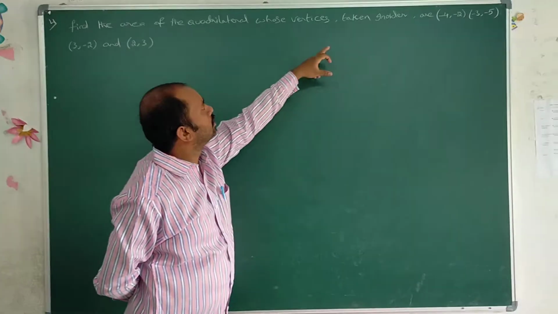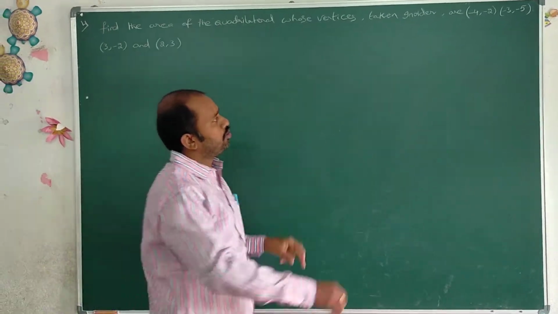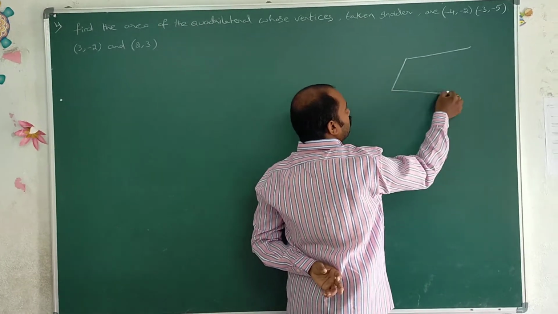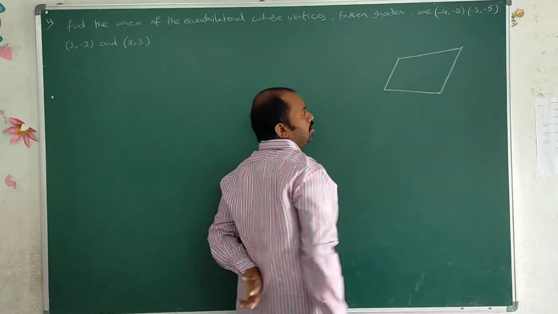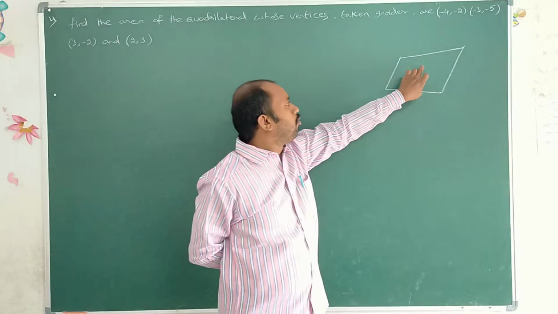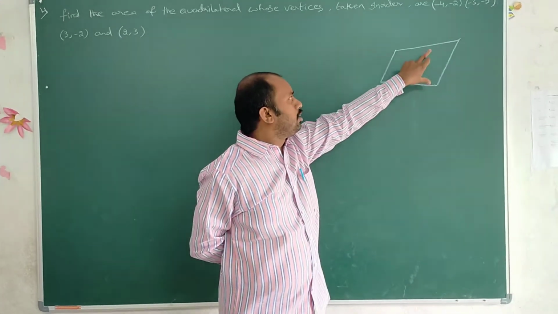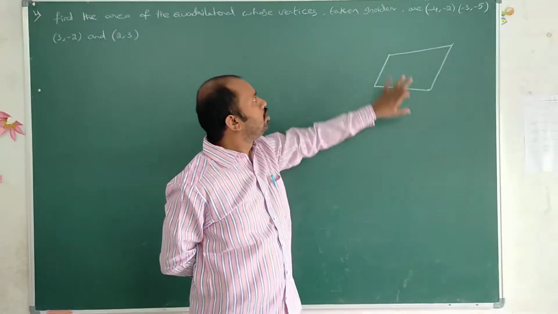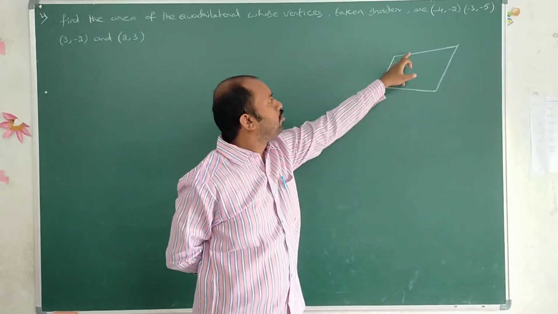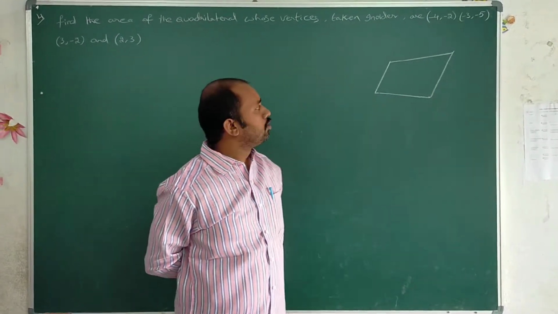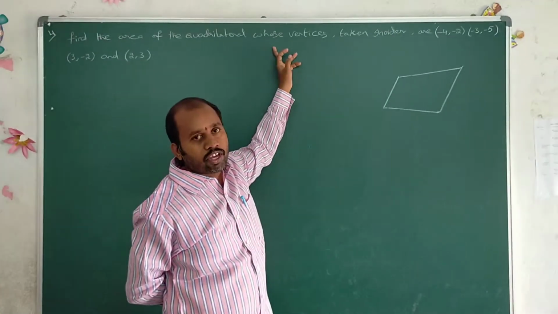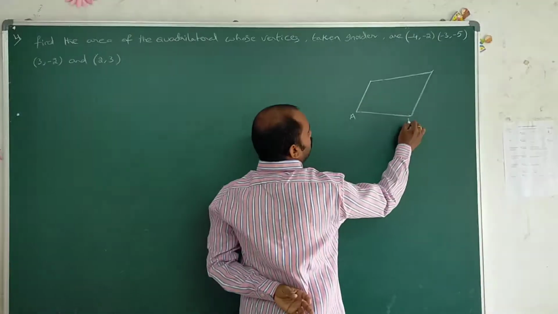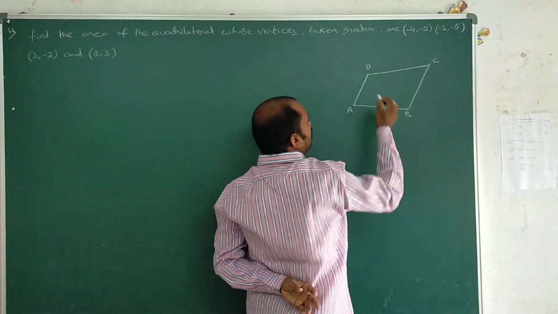Here four vertices of a quadrilateral are given. So first, quadrilateral means a closed figure having four sides. Here there are four sides and it is a closed figure. So a quadrilateral means a closed figure having four sides. Here the four vertices are A, B, C, D.